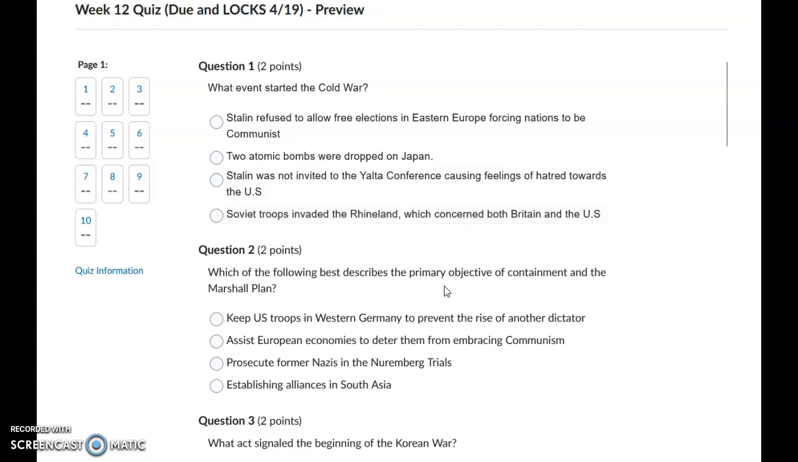Question 2. Which of the following best describes the primary objective of containment and the Marshall Plan? Keep U.S. troops in Western Germany to prevent the rise of another dictator. Assist European economies to deter them from embracing communism. Protect former Nazis in the Nuremberg trials. Establishing alliances in South Asia.